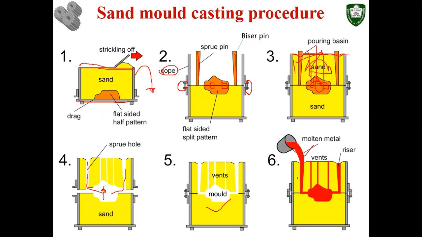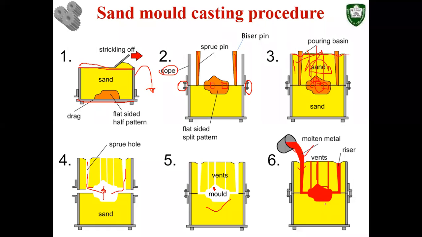Then you pour the molten material into the pouring basin, and it goes through the runner to the gate and into the cavity, and from the cavity it gets out of the riser, and extra air trapped on the top of the cavity gets out through the vents. Sometimes if the vent is very large, then molten material can also go through the vents.